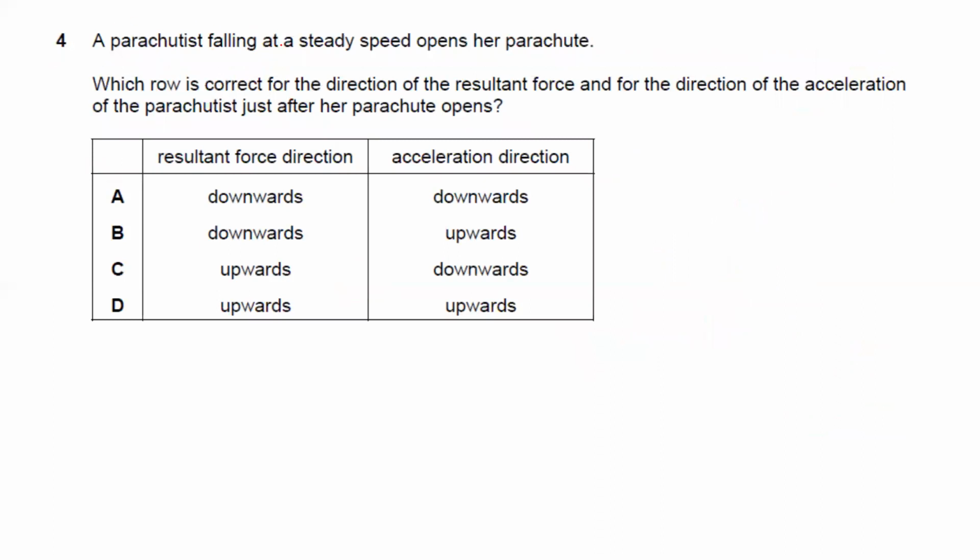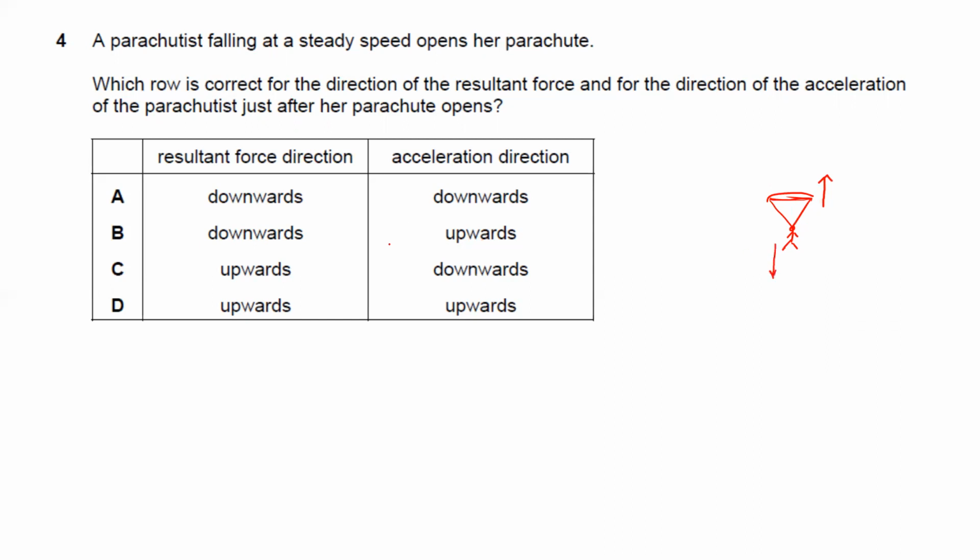Question number 4. A parachutist falling at steady speed opens her parachute. Which row is correct for the direction of the resultant force and the direction of the acceleration of the parachute just after the parachute opens? Okay, so remember, a parachute will look something like this. At just the point the parachute opens, the person is falling down, and the parachute basically moves up and then starts falling back.